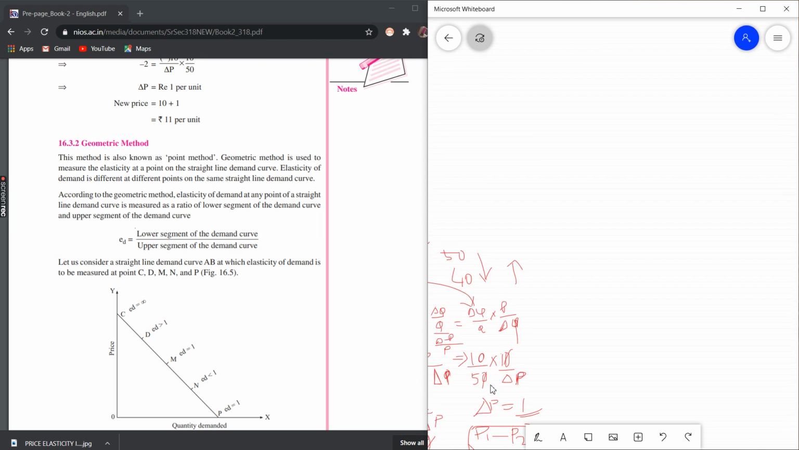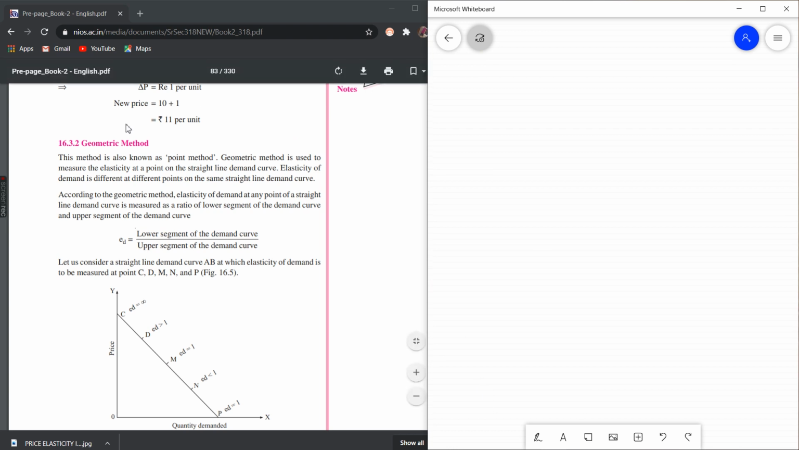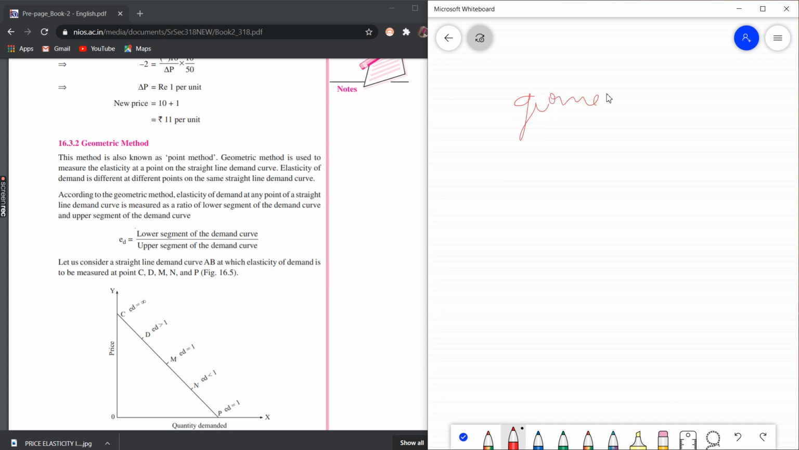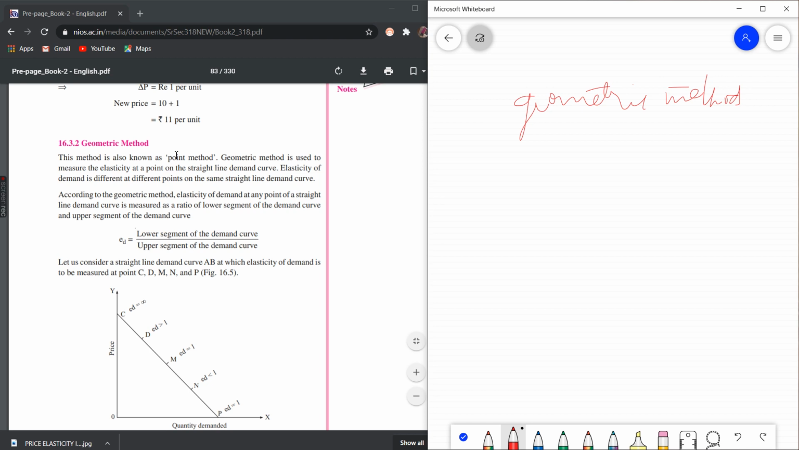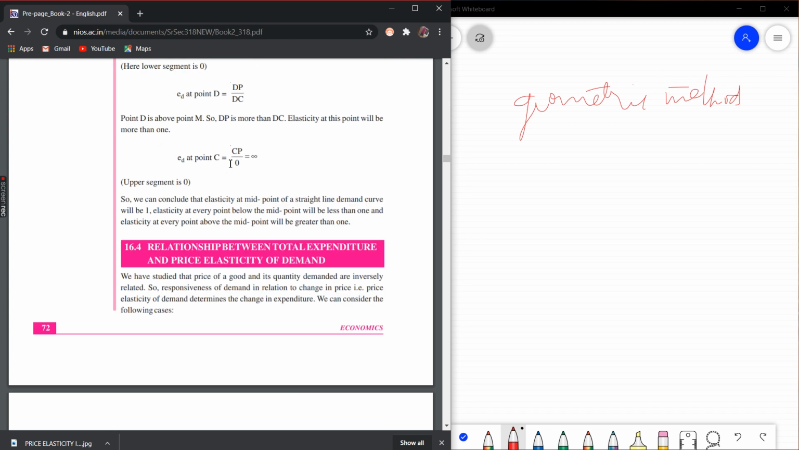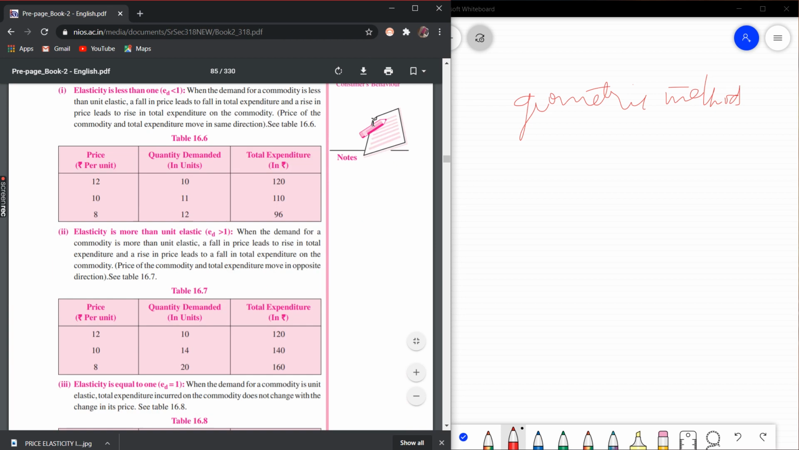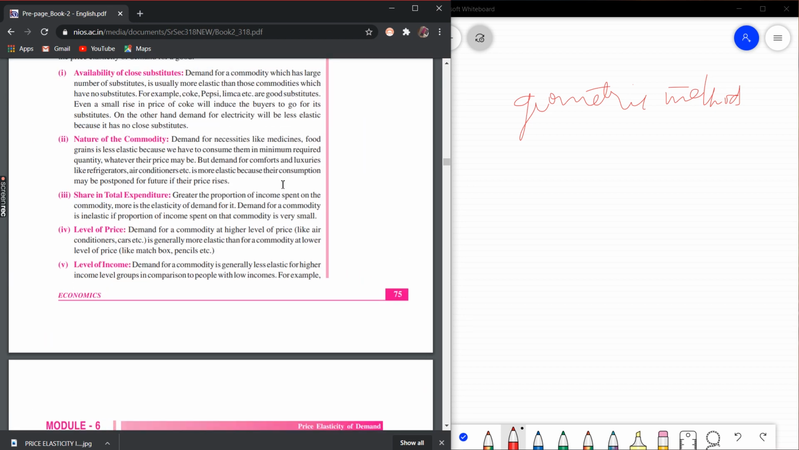So the next method is the geometric method. This method is also known as the point method. Okay, so the geometric method is also called the point method. We will see the geometric method and the relationship between total expenditure and price elasticity of demand in the next lecture. Okay.